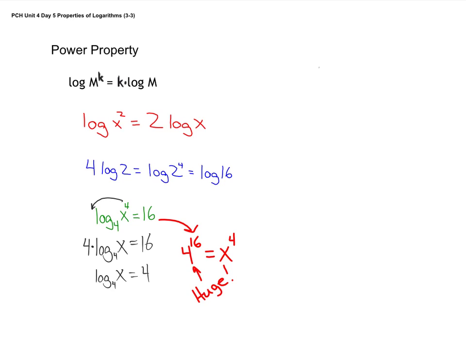So what does x equal? 16. 4 to the 4th, okay? Which again is 256. Okay. Does that make sense? Yep.